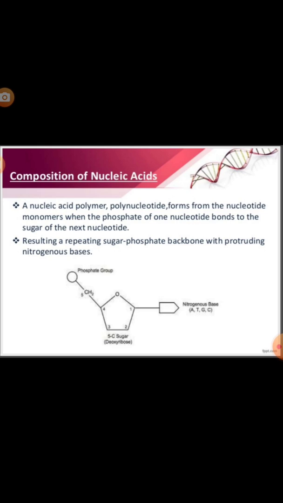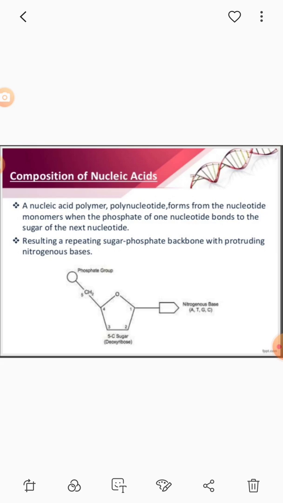This bond is formed between the phosphate of one nucleotide and the sugar of the next nucleotide, resulting in a repeating sugar-phosphate backbone with nitrogenous bases. In this continuous manner, from 5 prime to 3 prime, a long chain of deoxyribonucleotides is formed, and in antiparallel form, the second chain runs from 3 prime to 5 prime.